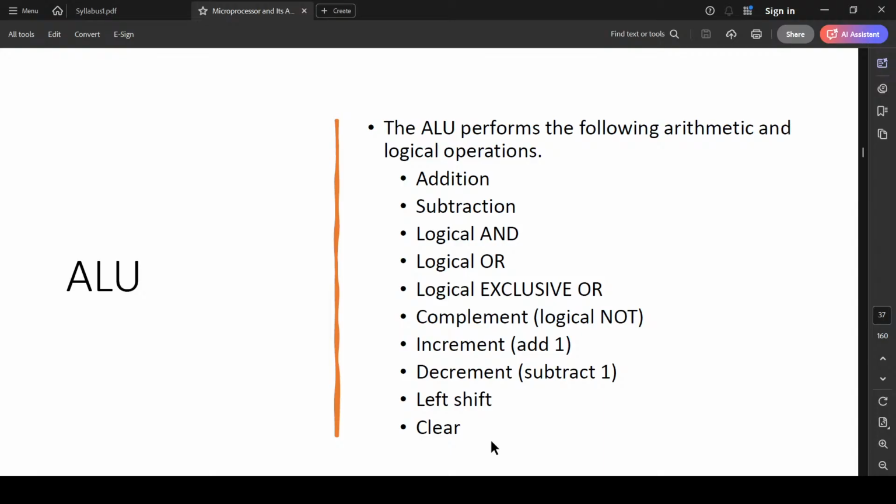Increment is plus one, decrement is minus one. Left shift, and clear. So these are logical operations plus arithmetic. Arithmetic I will say addition, subtraction, and these are logical. Next one.